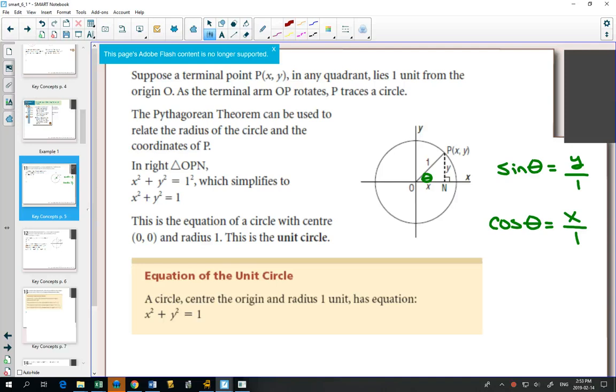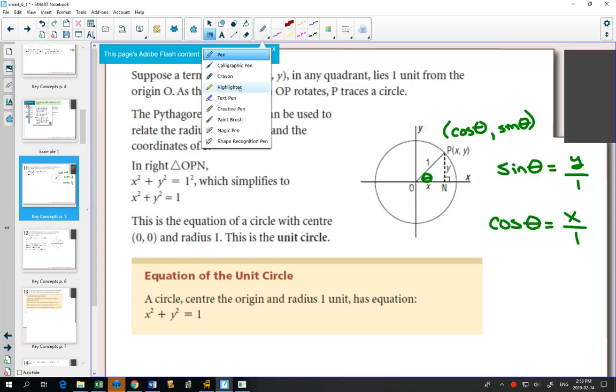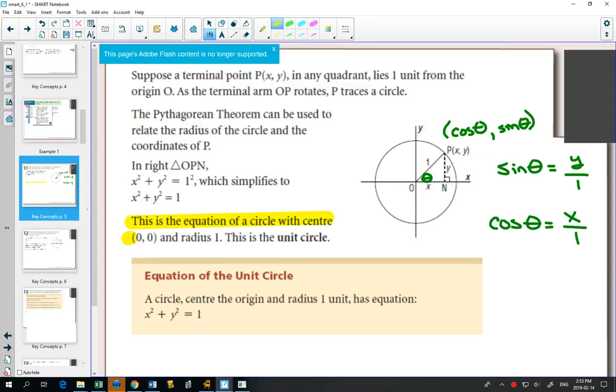Which means that any point that's on the circle, we could write as x comma y, but we can also write, if x is the same as cos and y is the same as sine, any point on the unit circle can be written as cos theta comma sine theta. I'm just going to highlight the definition of the unit circle here.